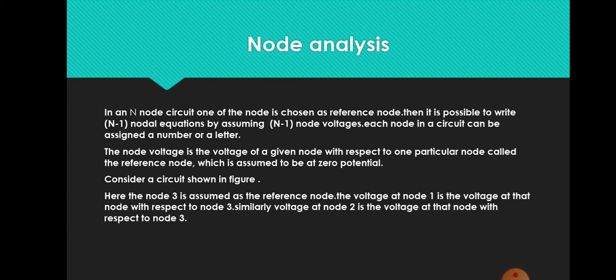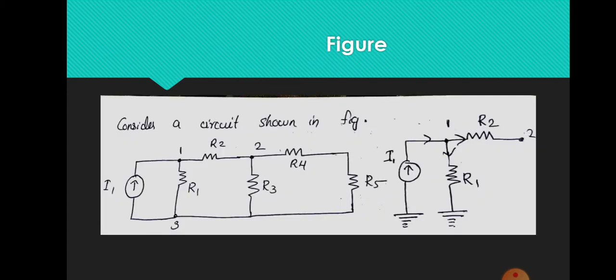So, we can analyze node analysis using the circuit shown in the figure. In this circuit there is a current source I1 and resistors R1, R2, R3, R4, R5. How many nodes are there in this circuit? There are 3 nodes, right? What do you mean by a node? A node is a meeting point of 2 or more branches. So there will be 3 nodes here, okay.